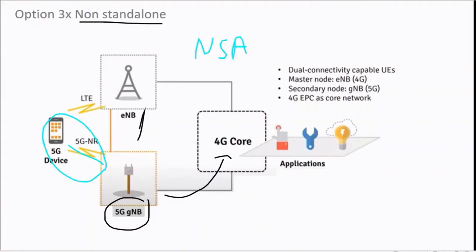So if you see people talk about option 3X, or if you see people talking about NSA, one of the things they are talking about is leveraging the existing 4G LTE core and existing E node Bs, and then deploying new G node Bs so that they can communicate to the 5G devices. Since LTE here is the master, the UE establishes the RRC connection with the E node B, not with the G node B.